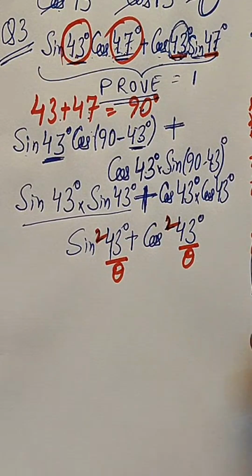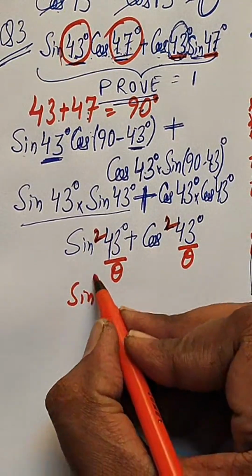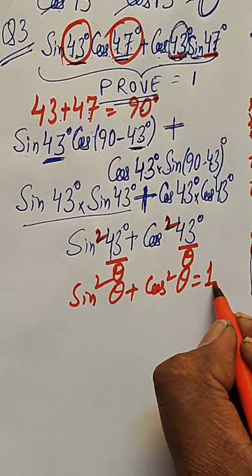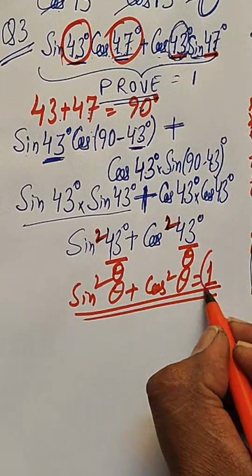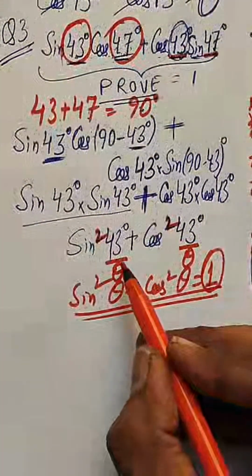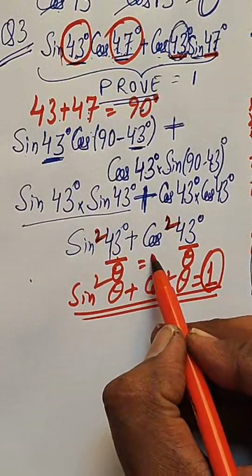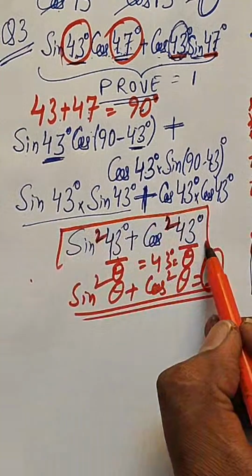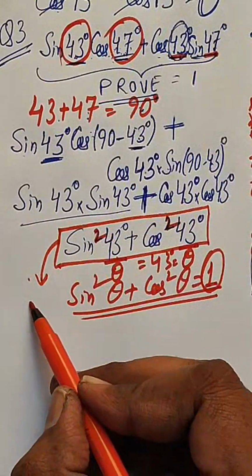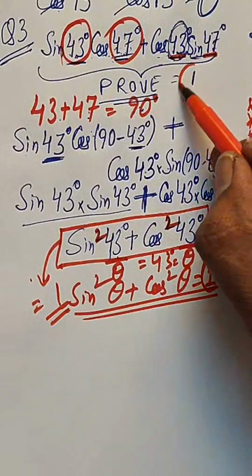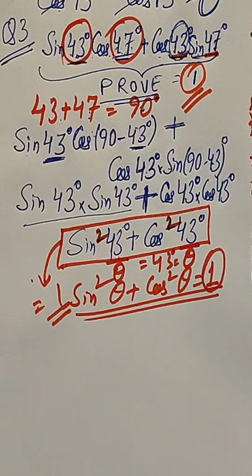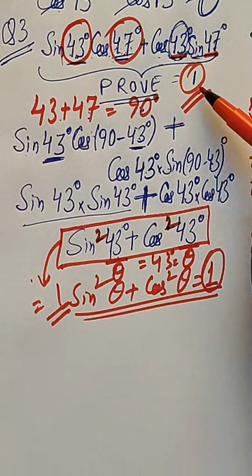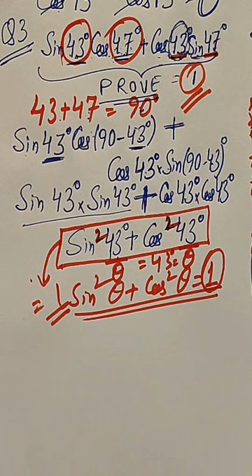Then what is the formula if you recall? Sine square theta plus cos square theta is always equal to 1. So here theta is equal to 43 degree. So the above expression sine square 43 plus cos square 43 is equal to 1. And hence we have proved this as equal to 1. So sine 43 cos 47 plus cos 43 sine 47 is equal to 1. Let me take some different question.